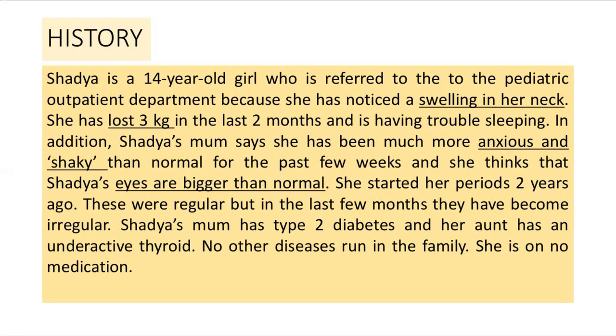بقالها سنتين عندها البيريد وكانت ريجولر وكل حاجة، بس في آخر الكام شهر اللي فاتوا دول بقى irregular، يبقى في menstrual irregularities. في family history عند شادية إن مامتها عندها type 2 diabetes، وإن عندها aunt عمة أو خالة عندها underactive thyroid. يعني في history في الفاميلي of endocrinal problems.